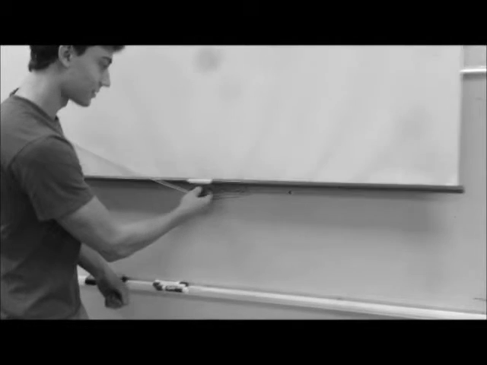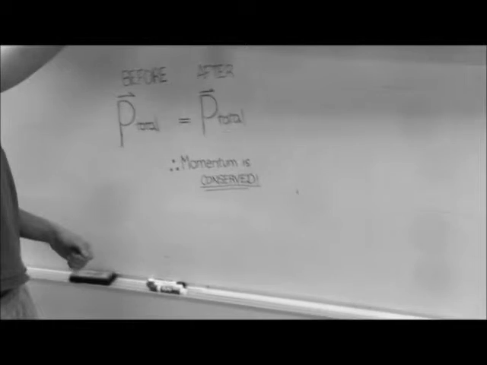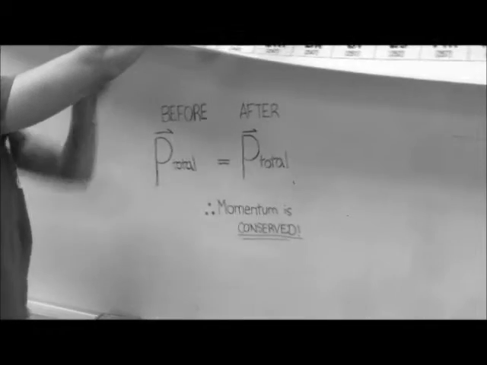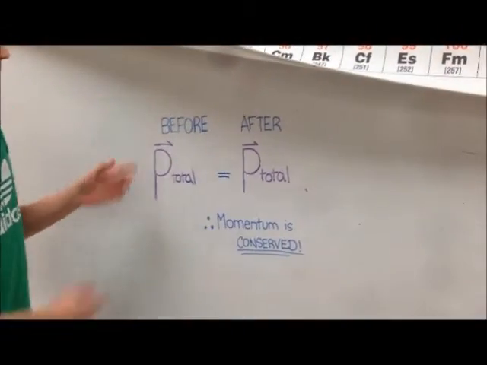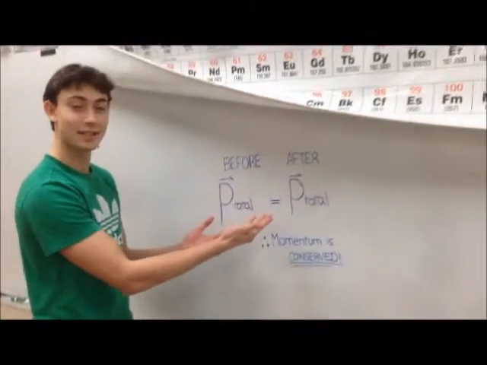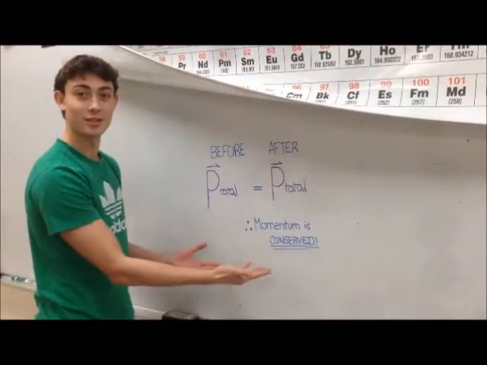The law of conservation of momentum states the momentum, which is P, of objects in a closed, isolated system is conserved. Therefore, the total amount of momentum does not change. Momentum is the same before as it is after. Momentum is conserved.